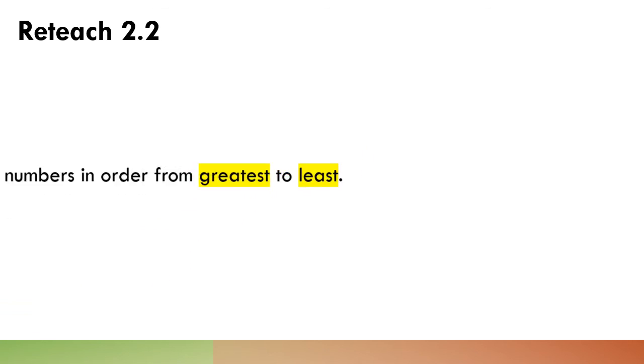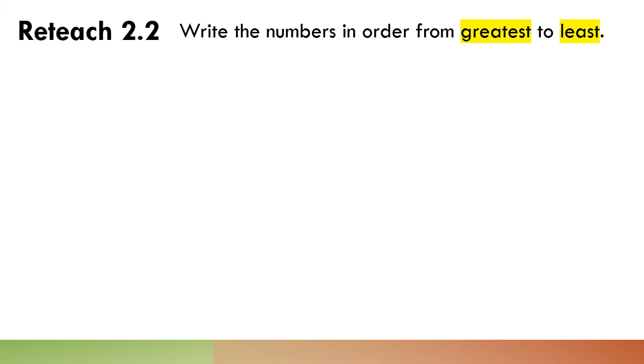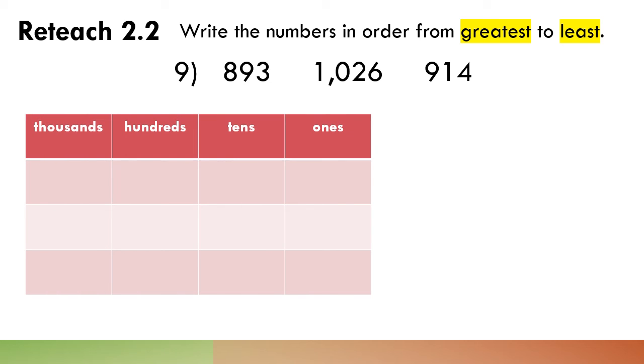Here is one more we will do from Reteach 2.2 before you try some on your own. The same directions to write the numbers in order from greatest to least we are going to apply to number 9: 893, 1026, and 914. So just as before, we're going to place these numbers into a place value chart. 893, 1026, and 914. Don't forget to put the digits in the correct columns.